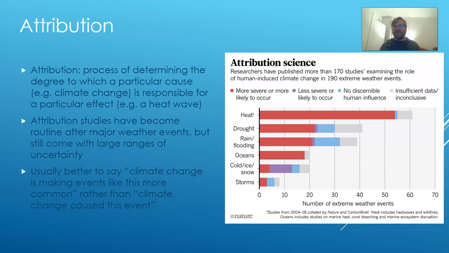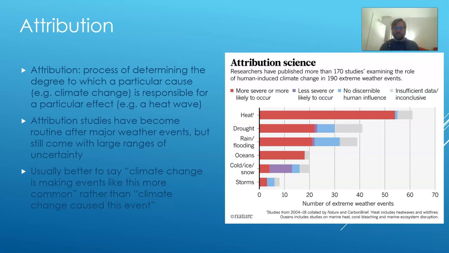Right? Climate change made this event worse or more likely to happen. That's in the red. Purple means climate change is making it less severe or less likely to occur. Blue means they couldn't detect any influence of human-caused climate change. And the gray means there was insufficient or inconclusive data. They couldn't be sure. And so you see quite a lot of attribution to climate change, that we can say that lots of our heat waves are being made more severe or more likely to occur by climate change. Lots of our droughts are being more severe or more likely to occur due to climate change.